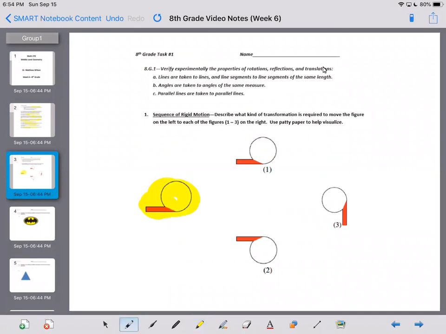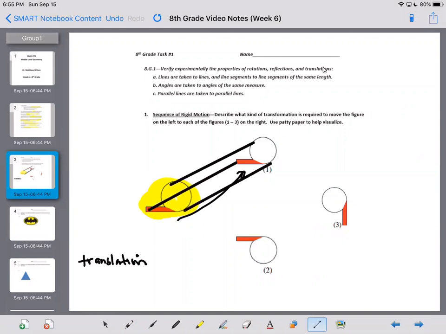Now, how do I go from the pre-image to number 1? And that's what you're thinking about. You're thinking, so from that, what's that movement? So from the original to number 1 is a translation. Okay, that translation is a slide along some sort of vector line. So we can think, from here to here, I'm sliding it along some line, and that slide would be along a vector line, so therefore it would be a translation.